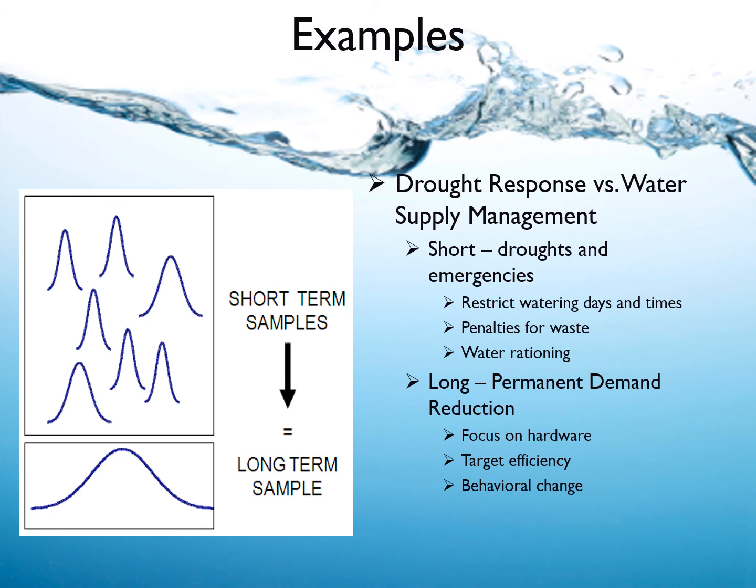All right, so these are some examples of drought response versus water supply management. In the short term, you can immediately restrict watering days and times. Most drought contingency plans do that. They set up penalties for waste of water, but also penalties if you're violating any part of the drought contingency plan. And they may go as far as basic water rationing. And you might need that in the case of an earthquake, for example.